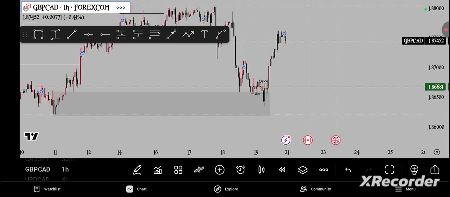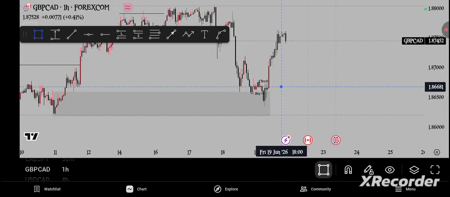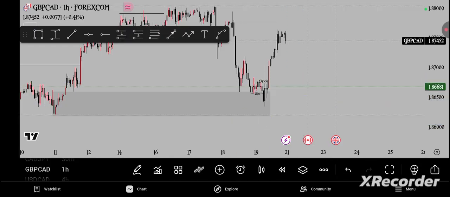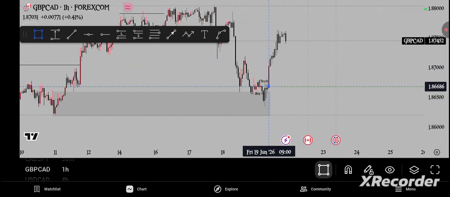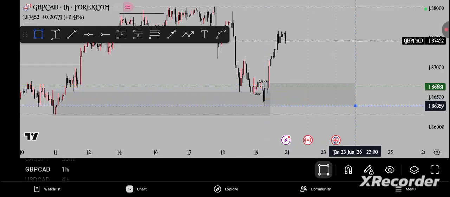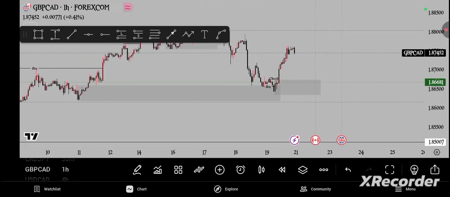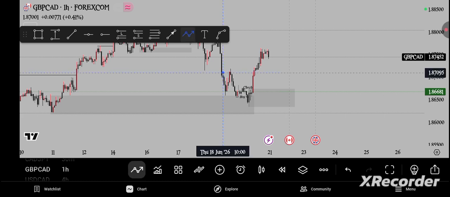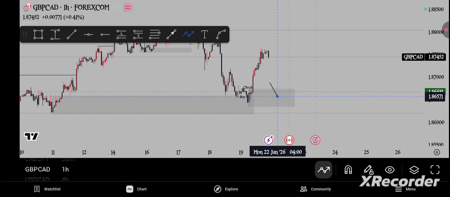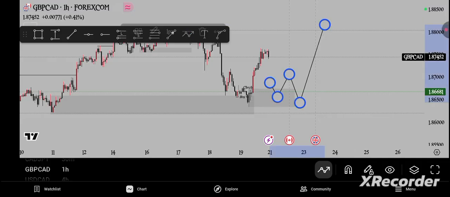So in essence, I'm watching out for this 1 hour supply here. It depends on how price reacts from this supply. I will not take it from here to the upside.